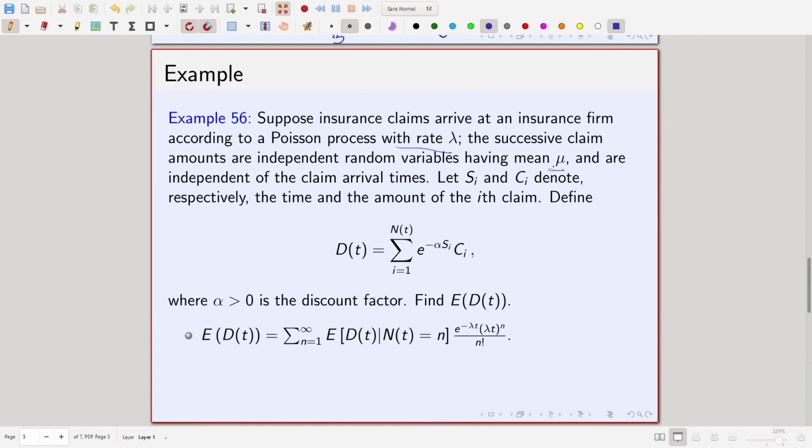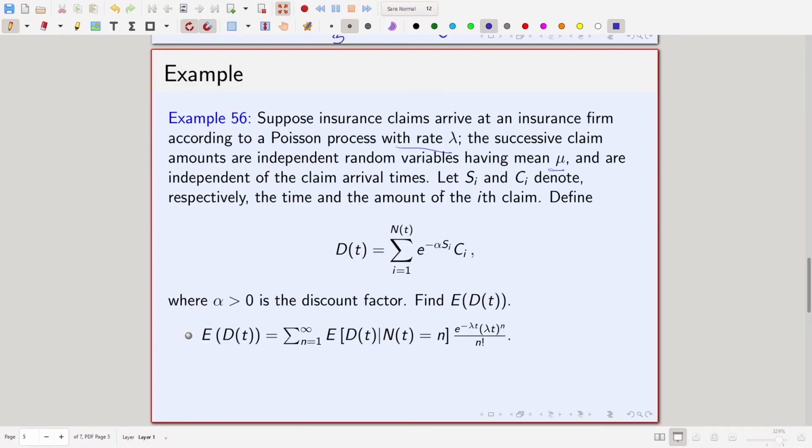If I tell you when the claim has arrived, that doesn't tell you anything about the size or the amount of the claim. So the claims are IID, and again the problem does not specify what the actual distribution is, it just specifies what the mean is. But for the problem that will be enough.